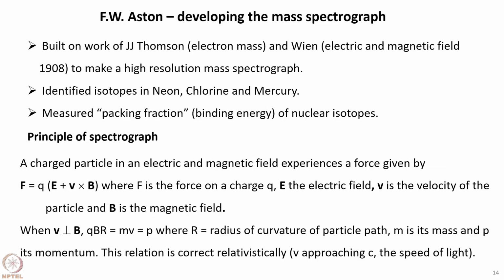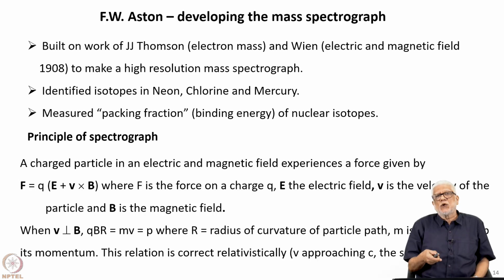Aston, of course, as I already mentioned, developed this mass spectrograph. He was building on the work of J.J. Thomson and Wien, who used a suitable combination of electric and magnetic fields to make a high resolution mass spectrograph. He identified isotopes in neon, chlorine, and mercury.